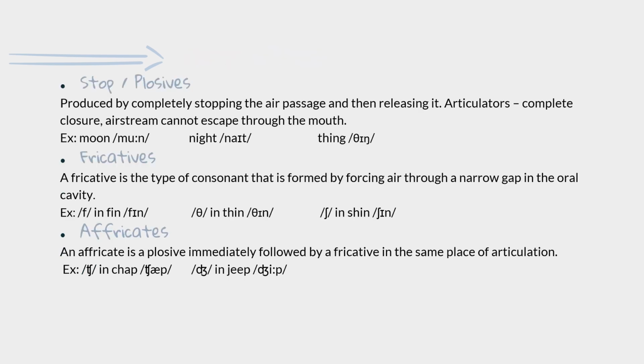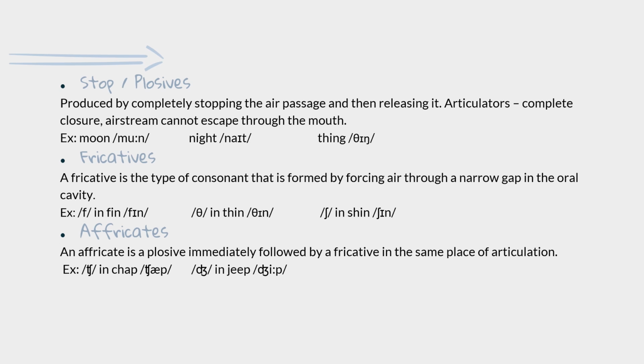Number 1 is stop or plosive. Stop or plosive is produced by completely stopping the air passage and then releasing it. With the articulators' complete closure, the airstream cannot escape through the mouth. The examples are moan, night, and think. You can feel that in the production of such sounds as m and n, the flow of air is completely blocked in the mouth.